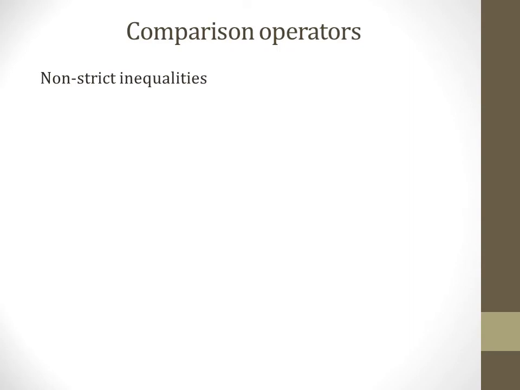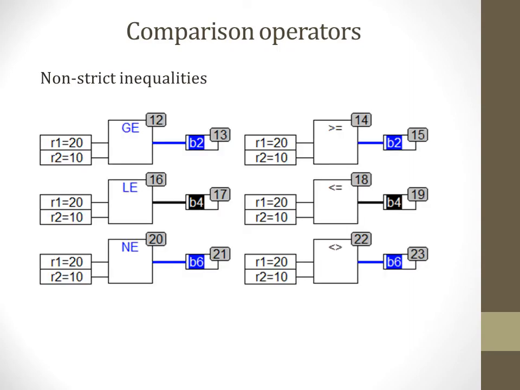So non-strict inequalities, it's greater than or equal, lower than or equal, and not equal. In these operators, inputs also can be any number, and the outputs of these operators are Boolean. Yes, outputs can be in 2 states, false or true, as we see from these pictures.